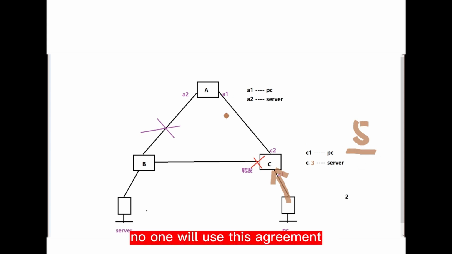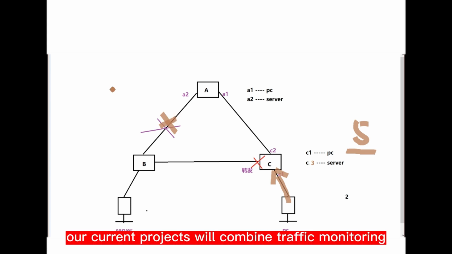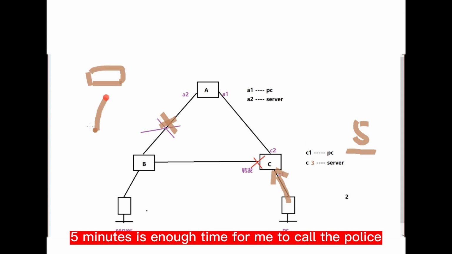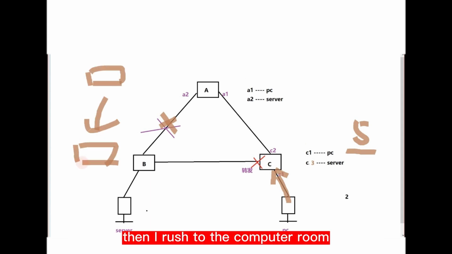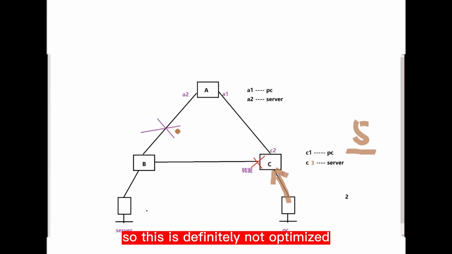no one will use this protocol. If the link fails now, our current projects will combine traffic monitoring. 5 minutes is enough time for me to call the police, then I rush to the computer room to see the configuration. Too long. So this is definitely not optimized.